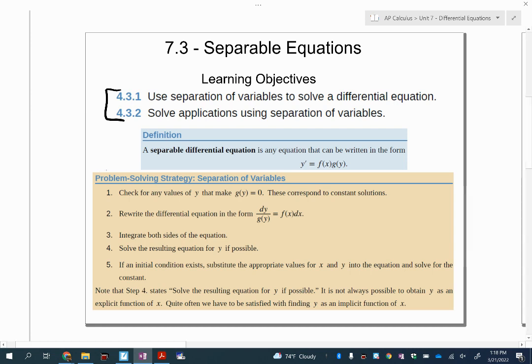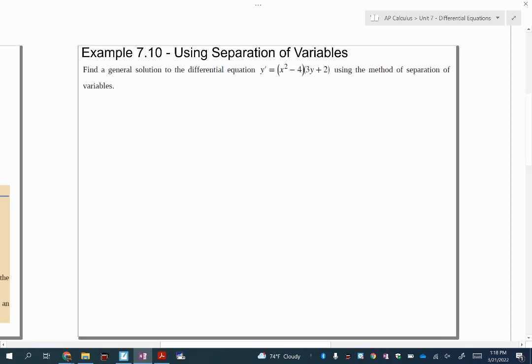We're going to follow almost all of these steps here. When we get to step 4, solving the equation for y, we will do our best, but in this one I'm not going to worry about it, because when you get to the actual AP review questions, you'll see how you're able to solve for that y. So bear with me on this one, and then we'll get into what it looks like on the AP exam. All right, so let's do one example.